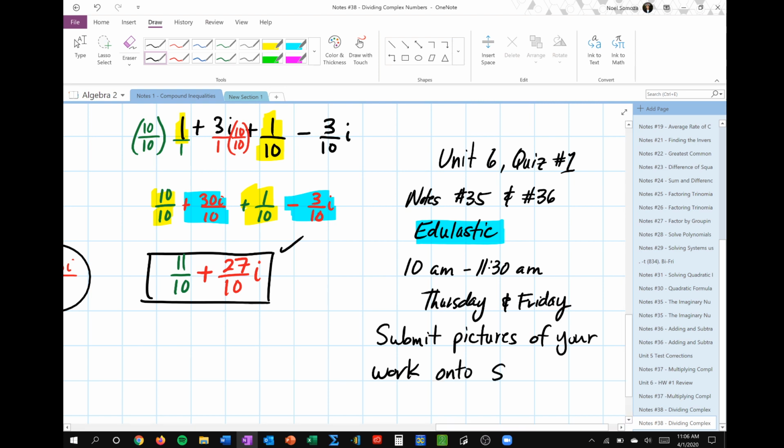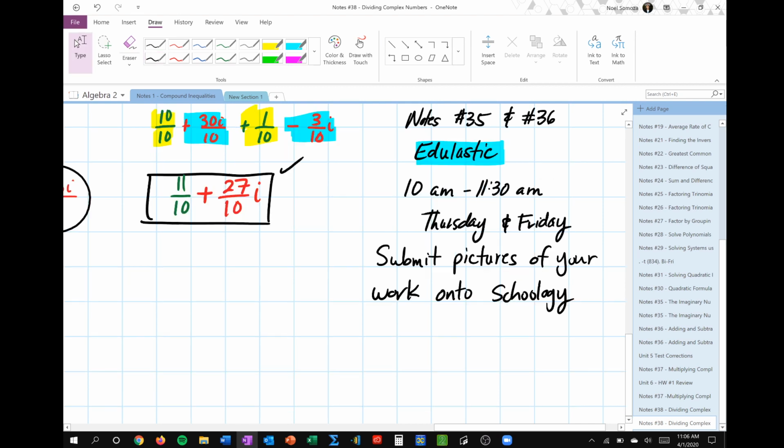I'm going to create an assignment that's called Unit 6 Quiz Number 1 Work, and you would just upload your pictures of your work. Please try to keep your notebook or whatever scratch work you're doing organized. Make boxes, label the box like problem 1, problem 2, problem 3, problem 4, and do the work in that box.